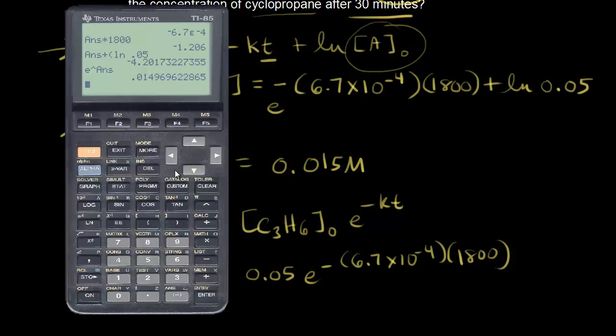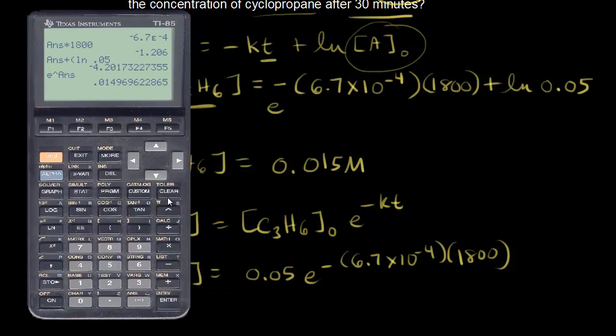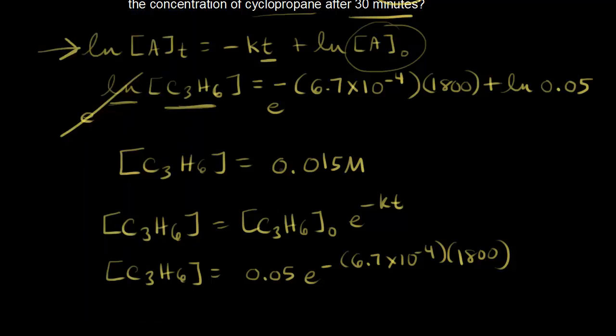So we could do the problem this way, and obviously we should get the same answer. Let's just go ahead and show that here. We have negative 6.7 times 10 to the negative 4 times 1800, and then we would take e to our answer, and then multiply by the initial concentration of 0.05. And obviously we get 0.015 molar again. So it doesn't matter which equation you start with, you're going to get 0.015 molar for your concentration of cyclopropane.